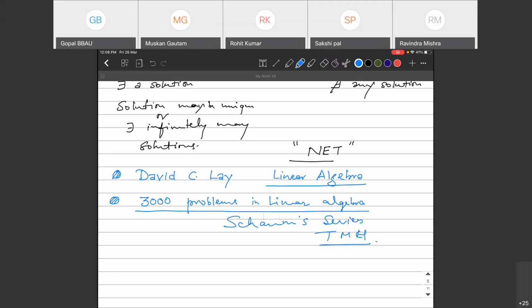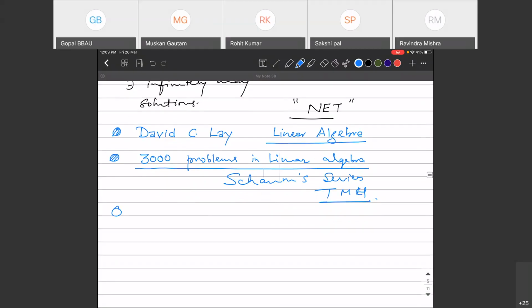Okay. Then there is a book by S. Kumaresan. The title is Linear Algebra, a Geometric Approach.